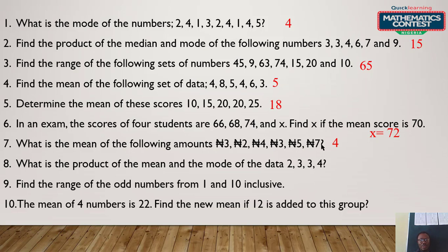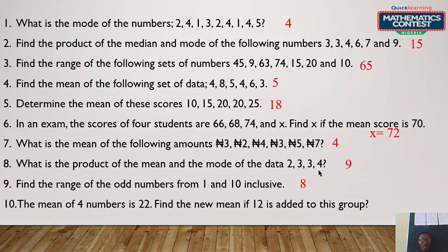Now what is the product of the mean and the mode of this data? The mode is 3. The mean is 2, 3, 3, 4. This is 12. This is 6. 6 plus 4, 10, plus this 12. 12 divided by 4 is 3. So 3 times 3 will give me 9. The answer will be 9. Now find the range of the odd numbers from 1 to 10 inclusive. Since 1 and 10 are inclusive, the odd numbers are 1 and so on. The highest of the odd will be 9, while the lowest is 1. So 9 minus 1 will give me 8.